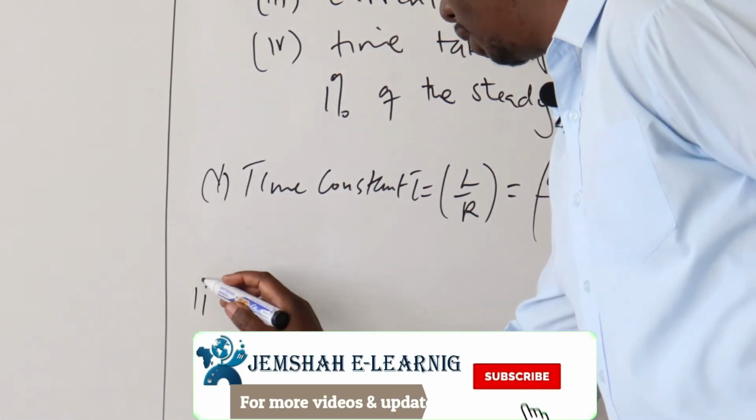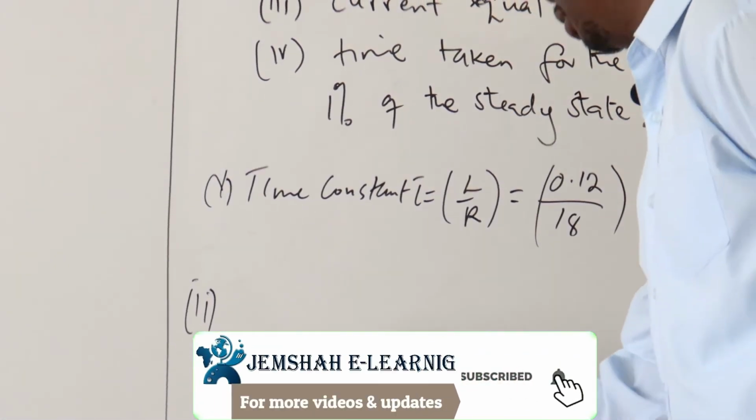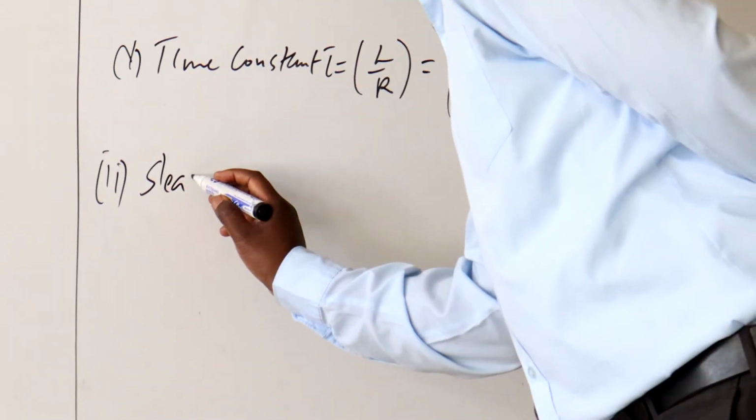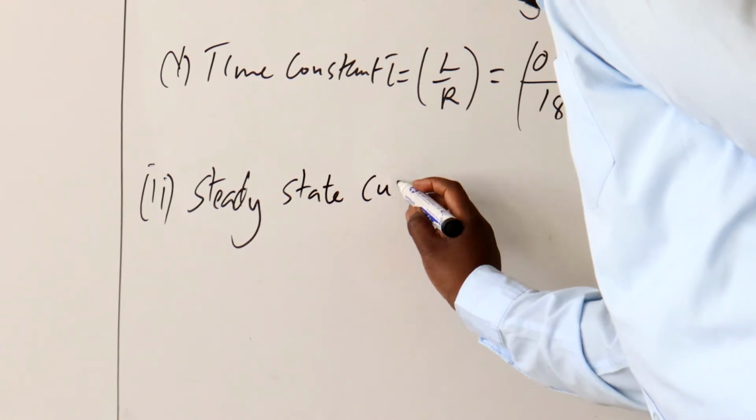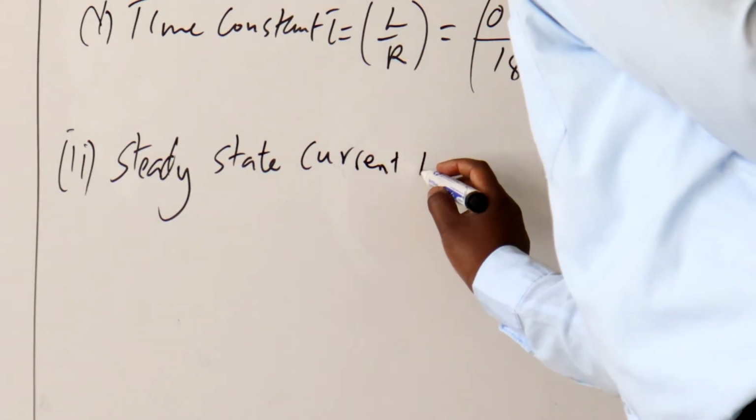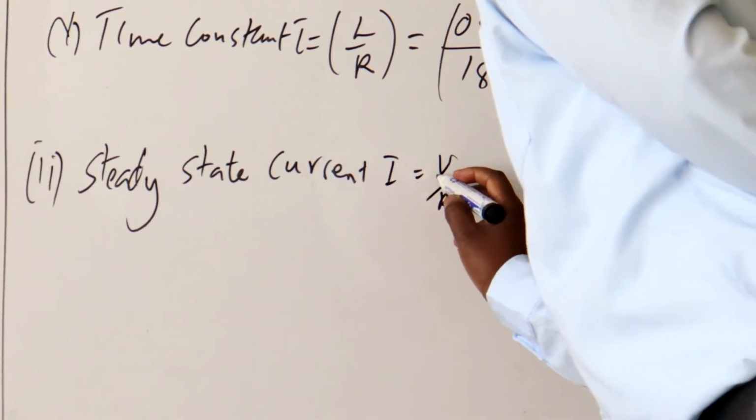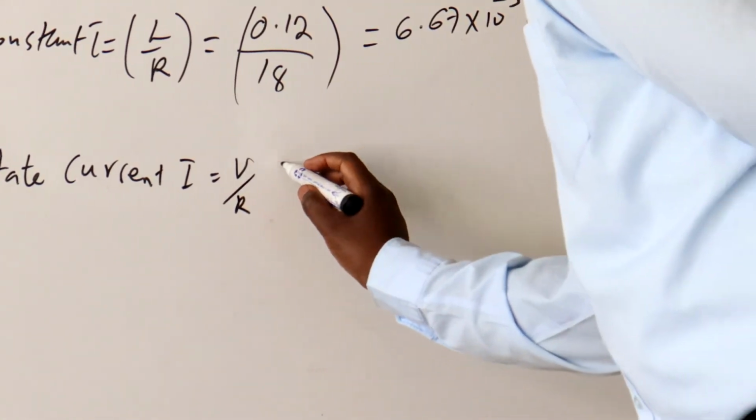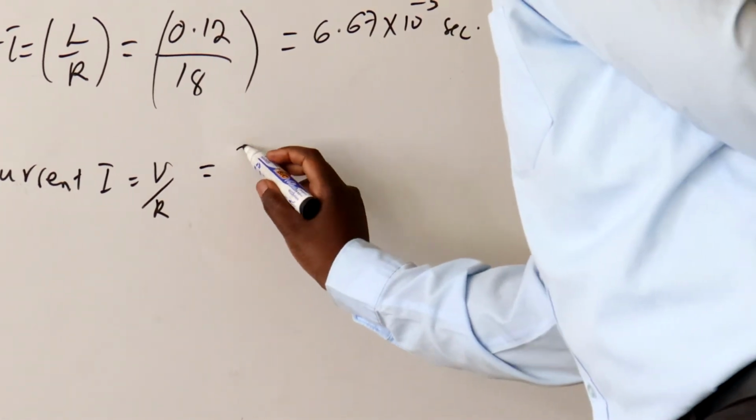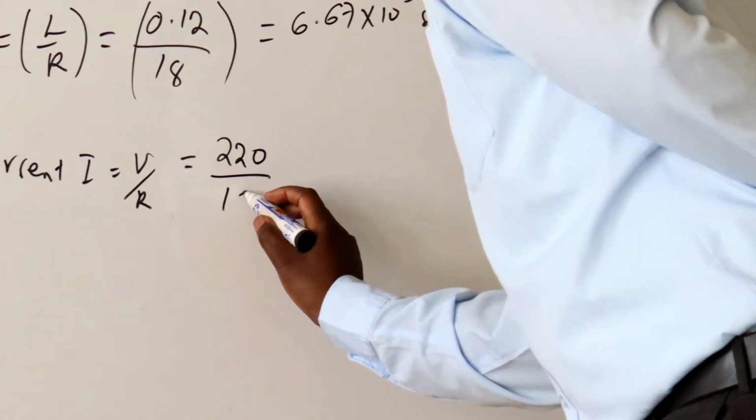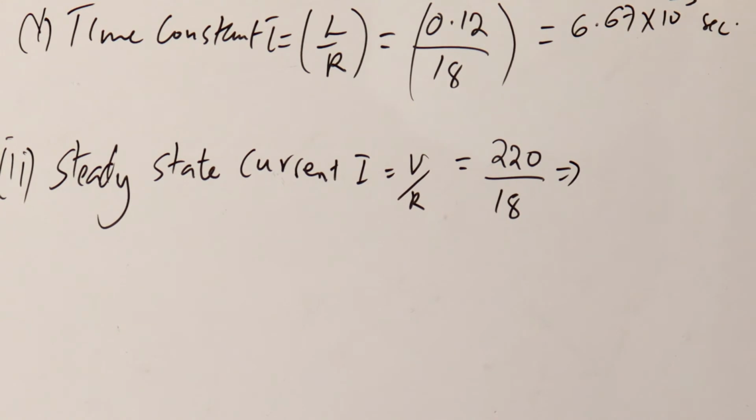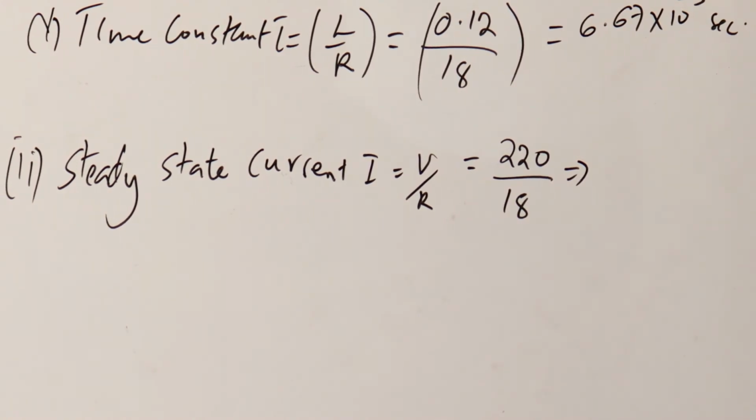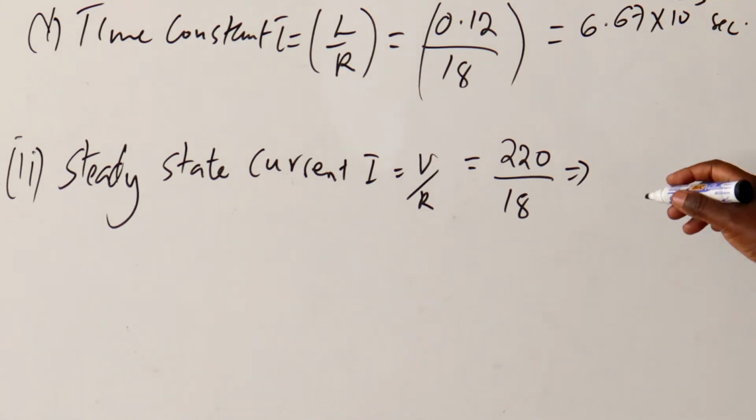Roman 2, we are being asked about the steady state current. The steady state current I is supposed to be V over R. V is given as 220 volts, and our R is 18. This gives us 12.22 amps.